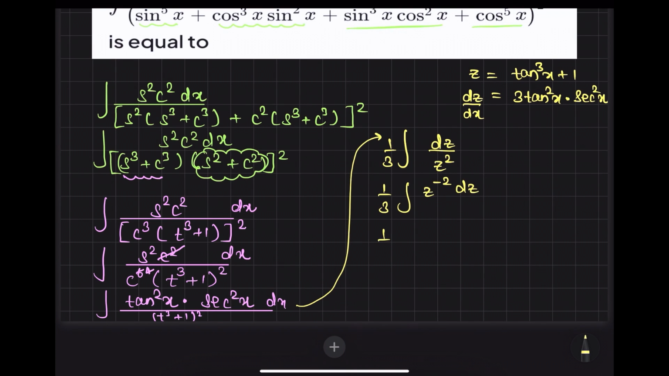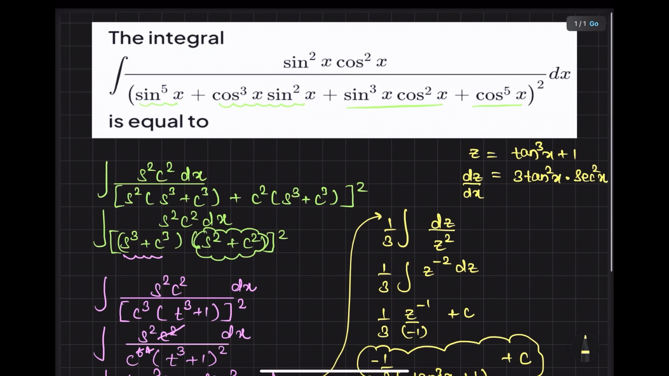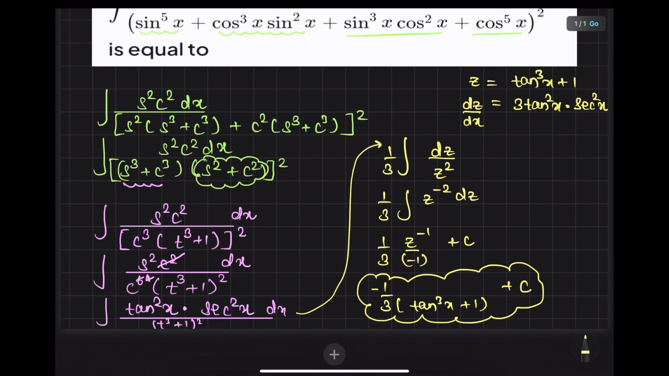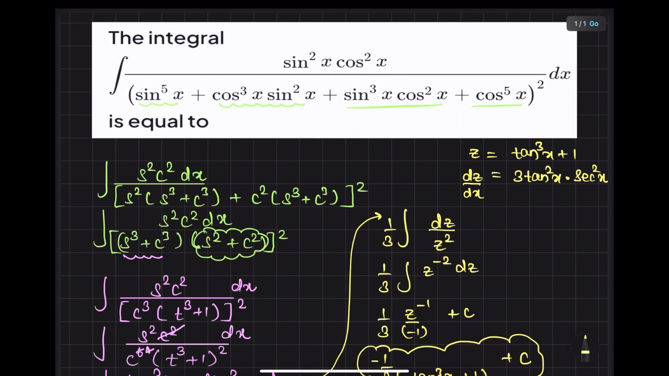Now let's do the integration. It will become z power minus 1 by minus 1 plus integration constant c. So minus of 1 by 3, who is z? z is tan cube x plus 1, plus integration constant c. So the integration of the given question is this, minus of 1 by 3 times tan cube x plus 1, with integrating constant c. I hope the idea is clear, and whenever you have complicated things on the denominator, you can think about its simplifications.